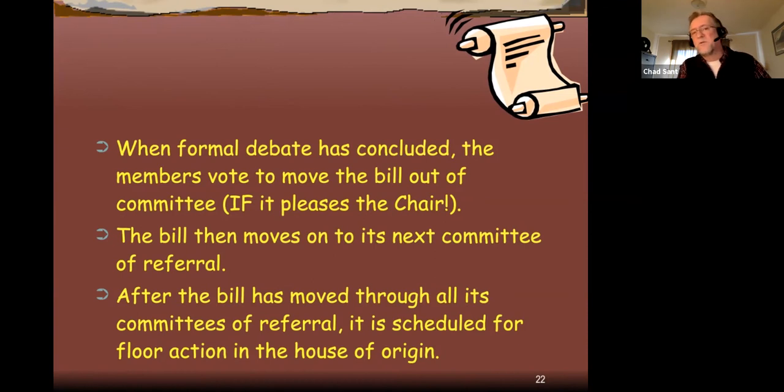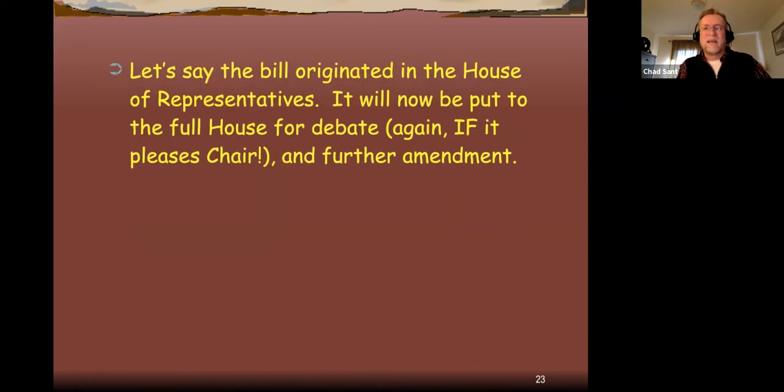So there's our bill moving across on top. It has successfully moved through. If it originated in the House of Representatives, it would now be put to the full House for debate. If it originated in the Senate, it would now be put to the full Senate for debate. And again, if it pleases the chair. And then further amendments can be tacked on here as well.